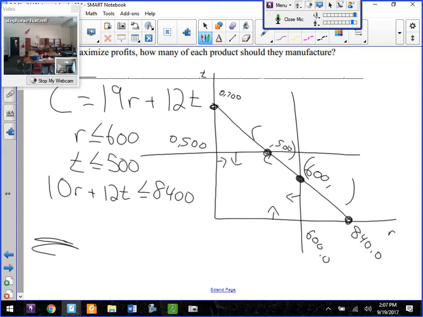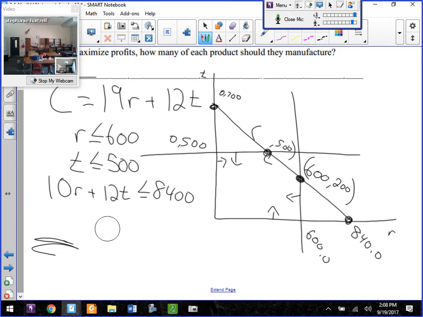All right. 10 times 600 is how much? 6,000. All right. So that means that 12T is going to be, what is that? 2,400. What's T? Well, I'm sorry. What is the value? In this case, if I solve for T, what do I get? 200. All right, so it'll be 200. So 600, 200 for that one.